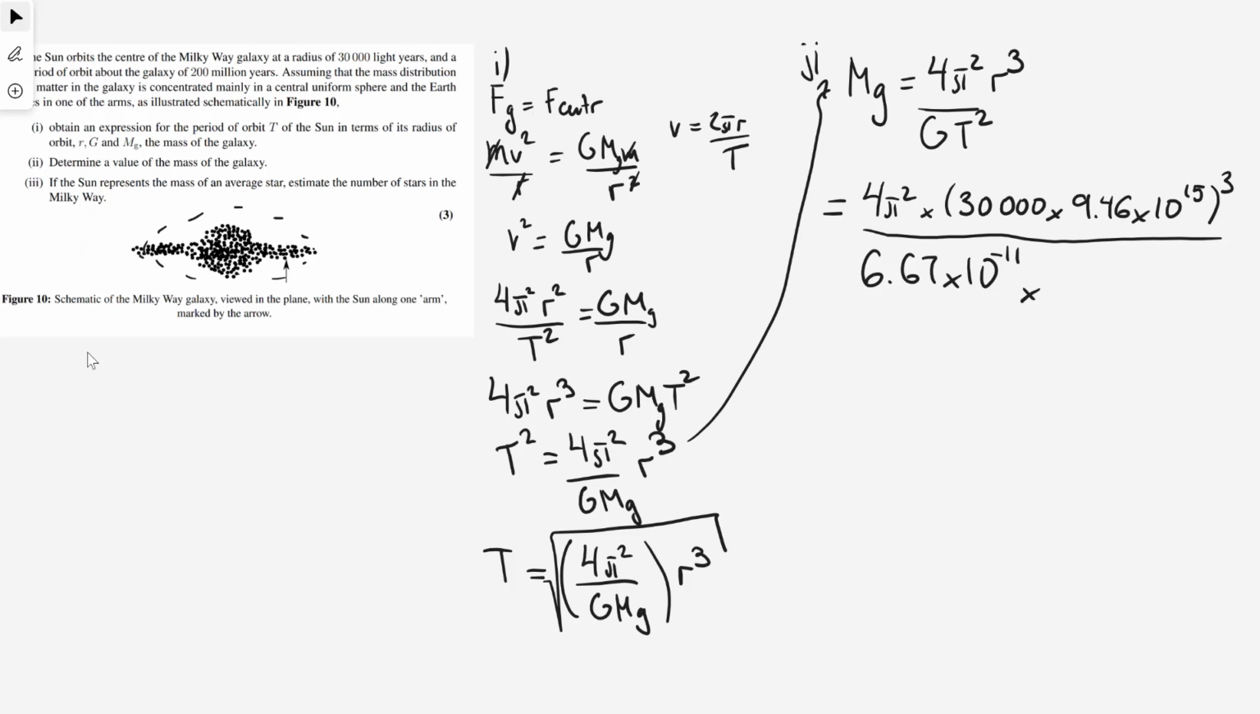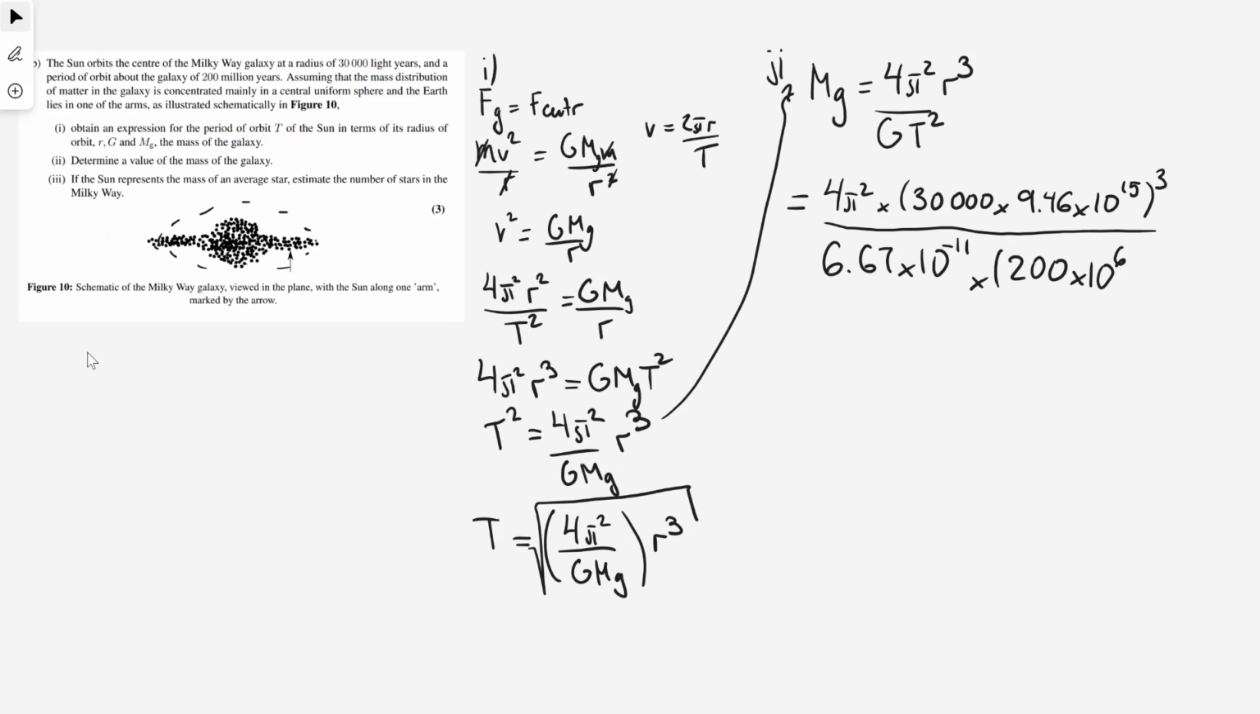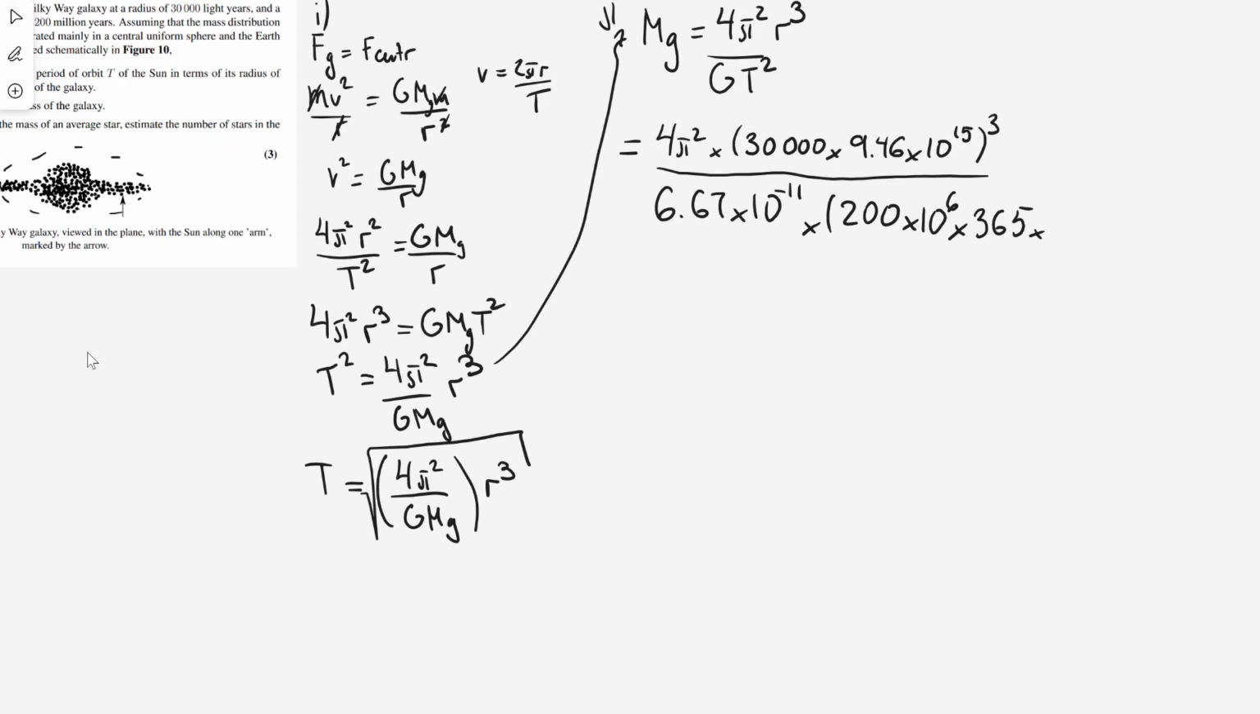And finally, let's multiply that by the orbital period, the square of the orbital period. So I'm going to put a bracket here just to remind me that I'm going to need to square this, which is 200 million years. So that's 200. A million is 10 to the 6. And what I need to do is find out the number of seconds in a year. So 200 times 10 to the 6 times 365 days in each of them. Each of them has 24 hours, and each hour has 3,600 seconds.